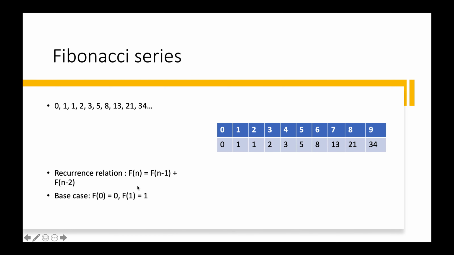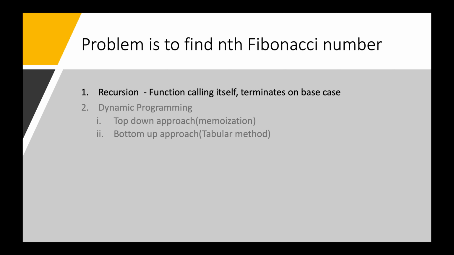So the recurrence relation for the nth Fibonacci term is f(n-1) plus f(n-2). The base case is f(0) and f(1). So the problem is to find the nth Fibonacci number. And we will solve this problem with recursion and dynamic programming. So recursion is defined as a function calling itself and it terminates on a base case. So you should know recursion because it's also used to solve the top-down approach in dynamic programming.